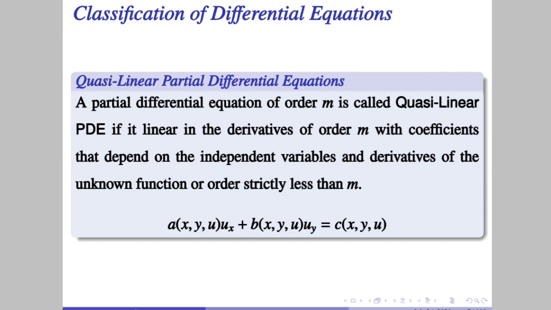So this is a first order equation. Its highest derivative coefficients contain only x, y, u. If you take a second order equation, for example uxx, the coefficient contains x, y, u, ux or uy, but not the second order terms.